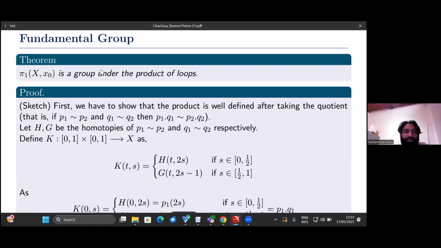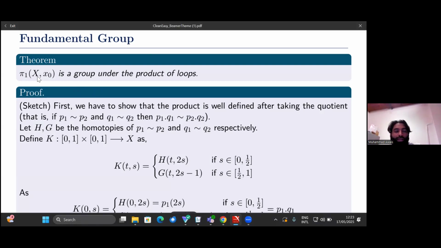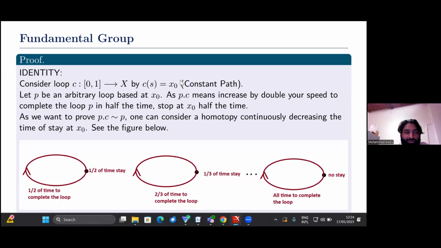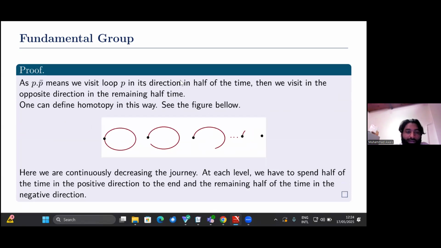Okay, so the theorem is that we denote the fundamental group as pi 1 of X, based at x naught. The theorem is that it is a group under the product of loops, the product which we defined earlier. One can prove that it satisfies the axioms of a group. Generally it's a non-commutative group, but it's a group. And the proof is available in this presentation. If someone is interested, I can share it, but I'm not going to give the details.